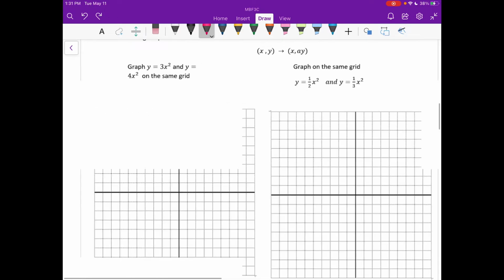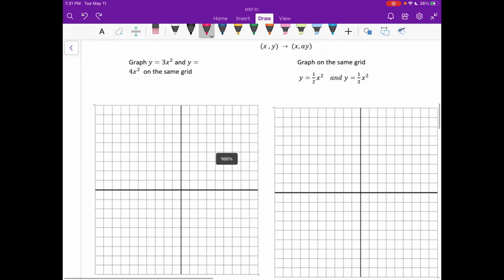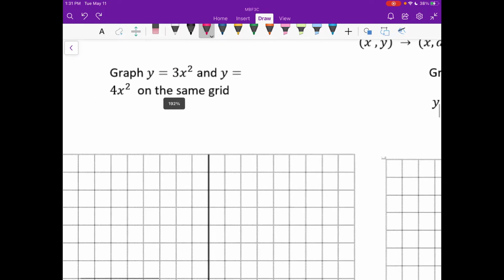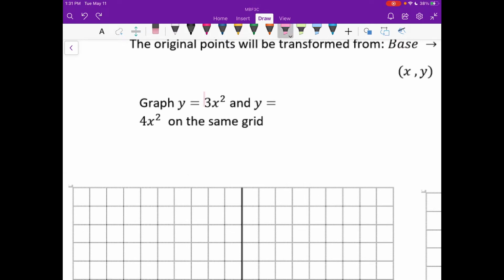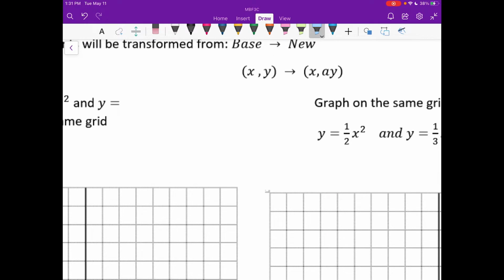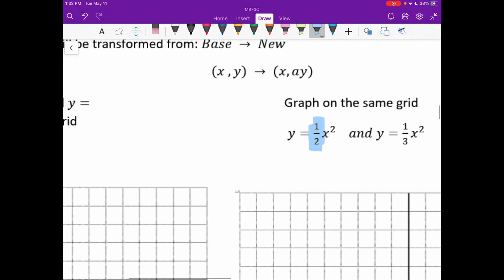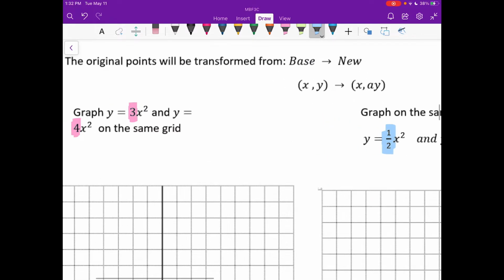So we're going to try doing these two. Just something to recognize here is that this is a 3 and a 4, so these are integers, whereas these are fractions, right? So these are going to be thinner and they're going to be stretches, whereas these ones over here are going to be compressions because they are fractions, okay?